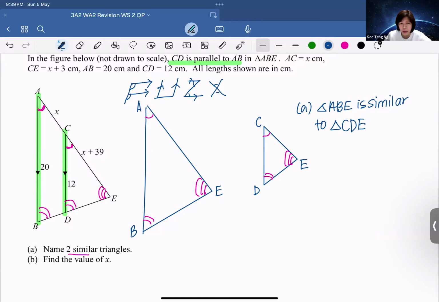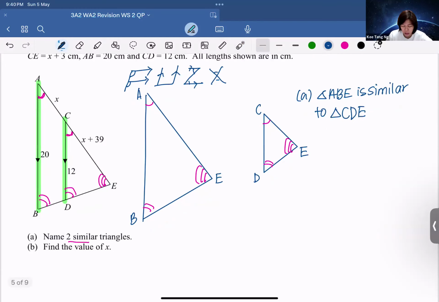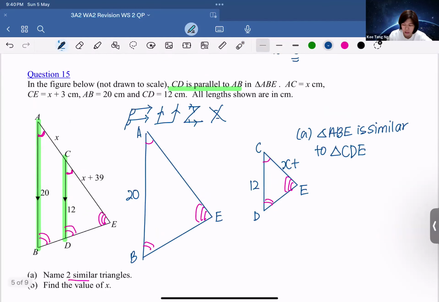And they want me to find the value of X. Let me fill up my numbers. This is 20, this is 12. This is the only pair of ratio that I have. This one is X plus, oh, this is not 9. Sorry, I think that's a typo. The question says it's X plus 3. So this is X plus 3.